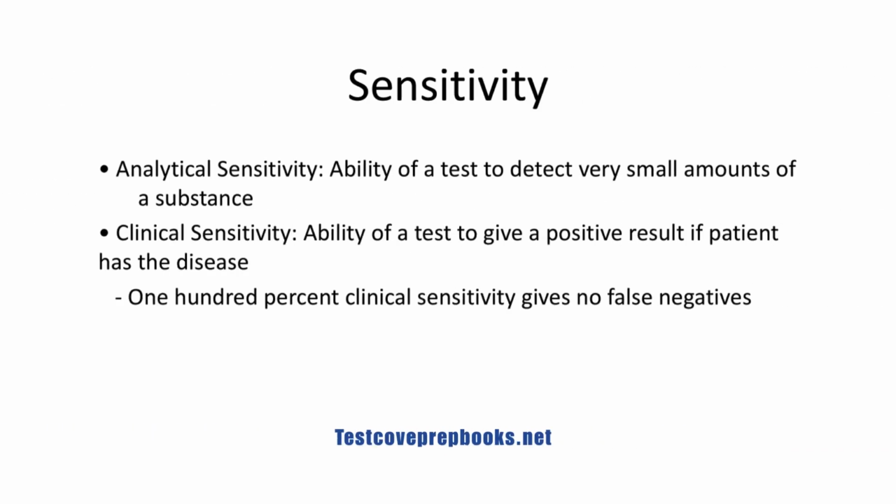Sensitivity. Next, let's discuss sensitivity. Analytical sensitivity refers to the ability of a test to detect very small amounts of a substance. Clinical sensitivity, on the other hand, measures the test's ability to correctly identify patients who actually have the disease. A test with 100% clinical sensitivity will produce no false negatives.